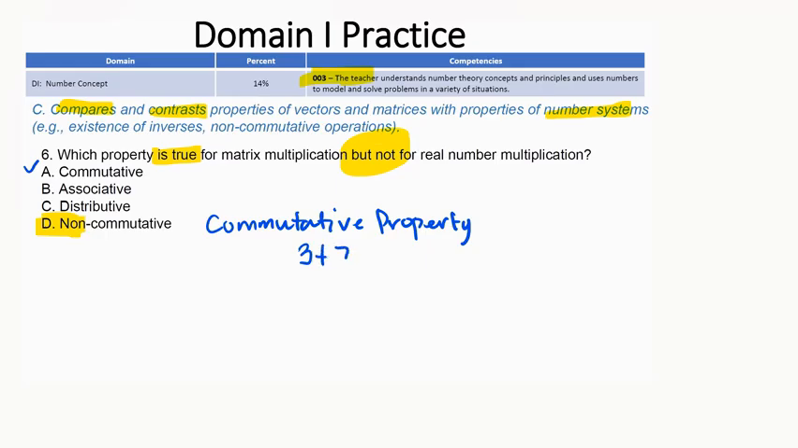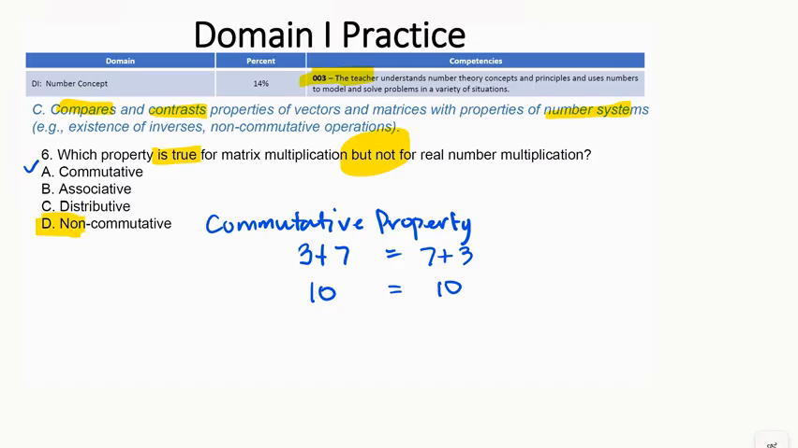3 plus 7. What's 3 plus 7? 10. Good. Let's put it backwards. 7 plus 3 is 10. This is the commutative property. You switch the orientation or the position of the numbers, but the answer is the same. Cool? All right, let's do another one.